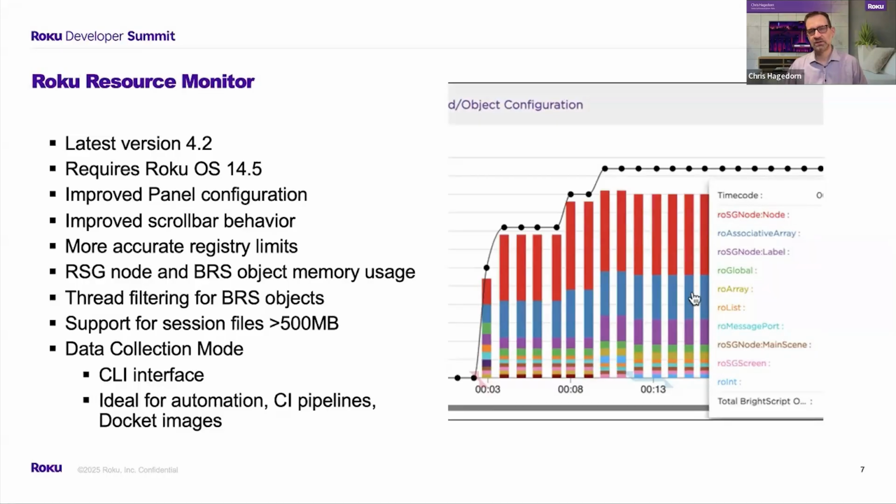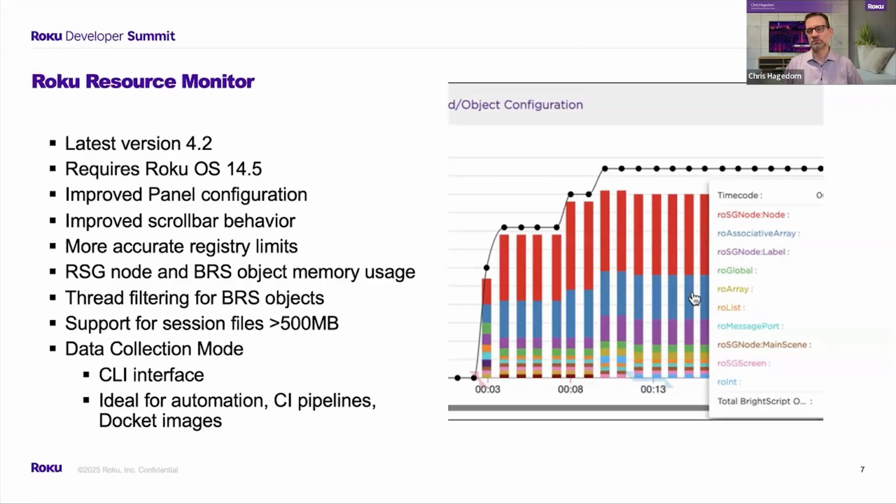So in the past, if you recorded a very, very long test session, the tool would happily let you download a data file that was bigger than 500 megabytes. But if you then went back and tried to reopen that data file, you would get an error and it wouldn't let you open the file. So we fixed that. You can now open very large data files, which, in addition to solving that existing problem, also went a long way to enabling what we call data collection mode.